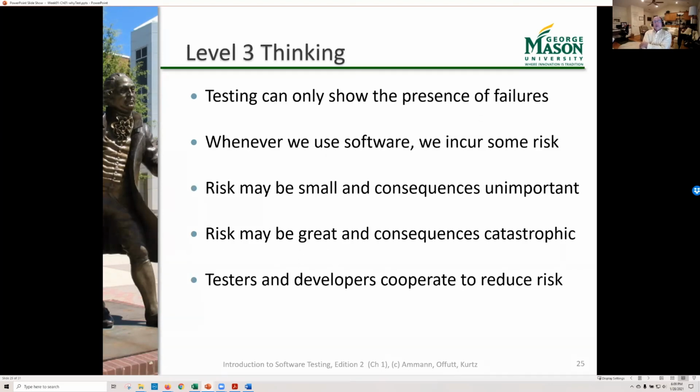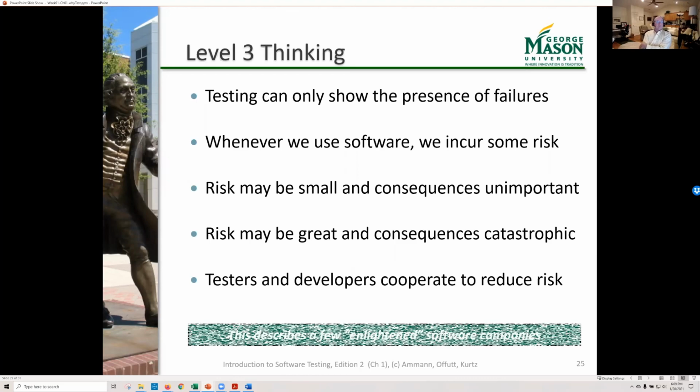So level 3, now we're understanding a few more things, right? We're understanding that testing can't show that the software is correct. It can only show examples of software that's incorrect if we happen to catch it. We understand that whenever we're using software, we're incurring some risk. And we start to understand big risk versus small risk and how that justifies big testing versus small testing investment. So there are some software companies, and this says a few enlightened software companies, and I think that was probably true 5 years ago, but I think that this is a lot more common now over the last few years.